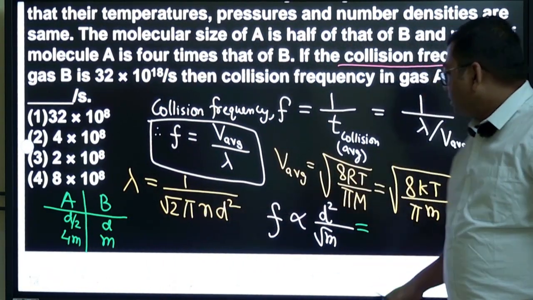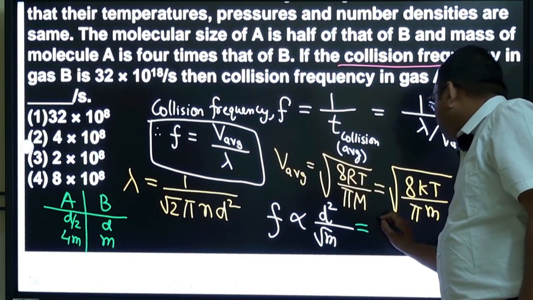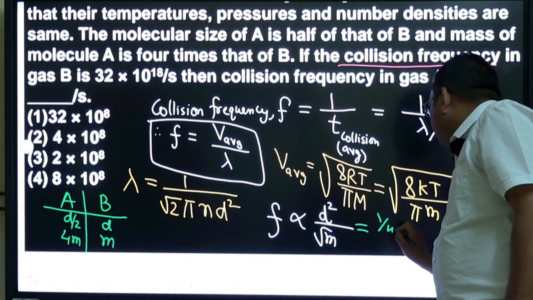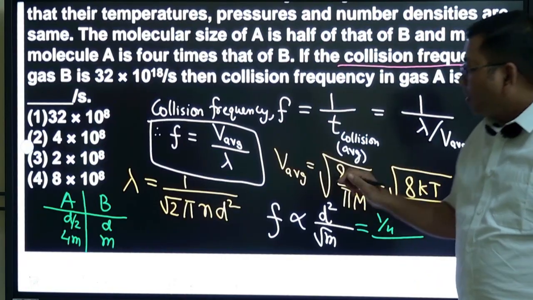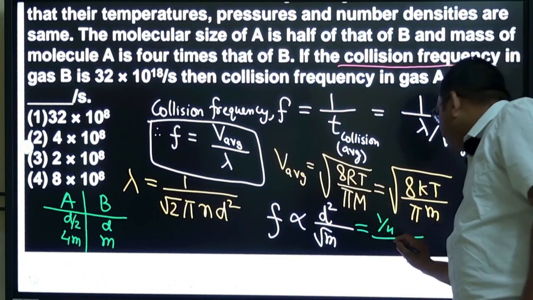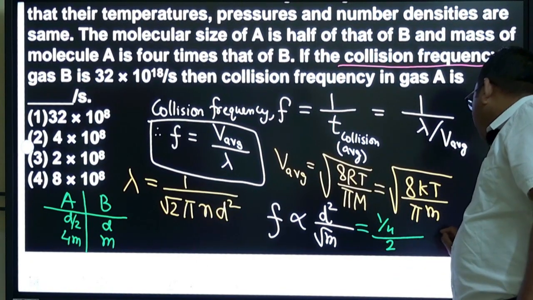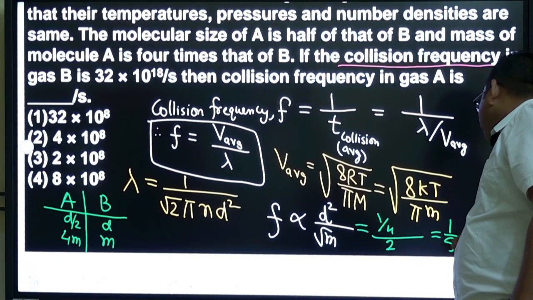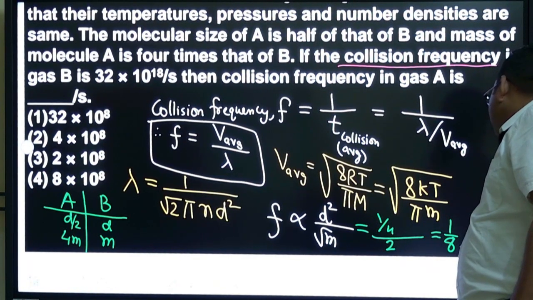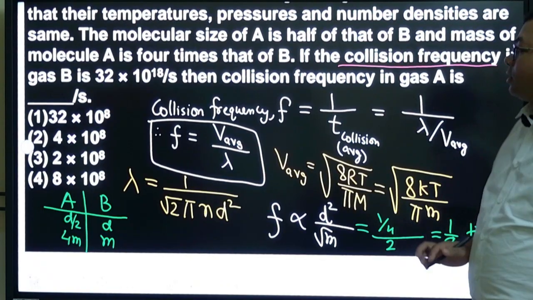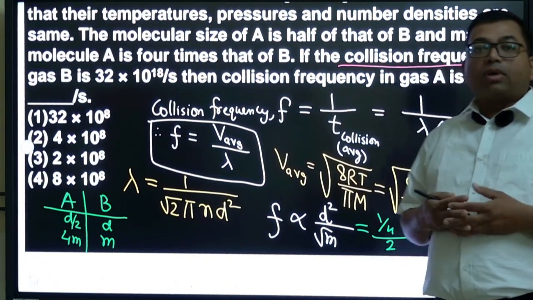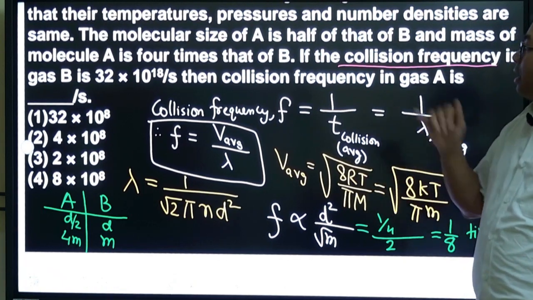D you are making as half, so a 1 by 4 factor will come here. Divided by mass, you are making 4 times, so a 2 factor will come here, so you will be getting a 1 by 8 factor. So 1 by 8 times you have to take. So for A, if you want to calculate, it is 1 by 8 times of that.